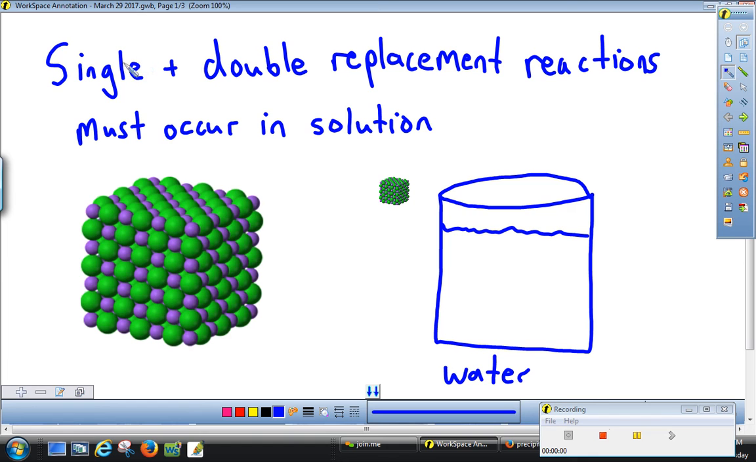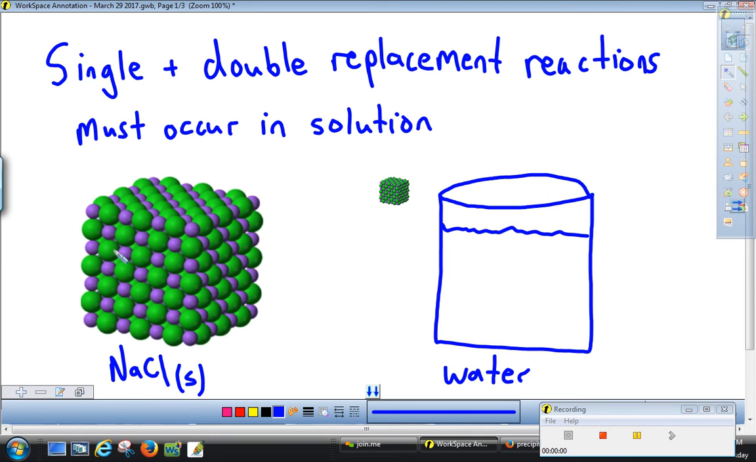Remember, single and double replacement reactions have to occur in solution. That means they have to be aqueous, they have to be dissolved. Let's think about why that is. I have a picture of the crystal lattice. Ionic compounds are made up of positively and negatively charged ions. In this crystal lattice, we have our positive sodiums, the little purple balls, surrounded by negative chloride ions. For every one sodium, there's one chloride ion.